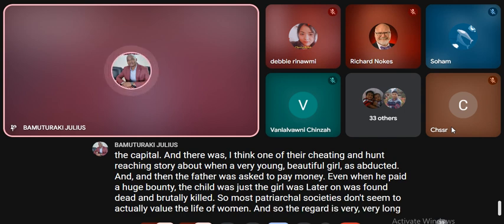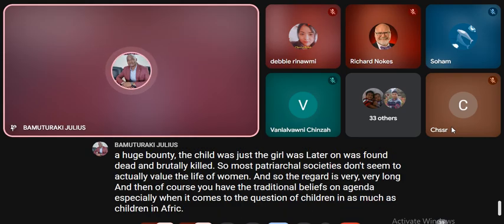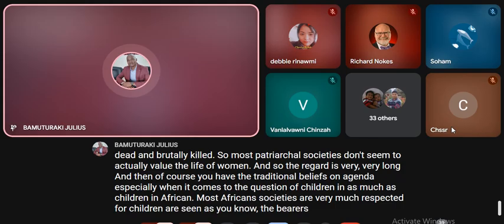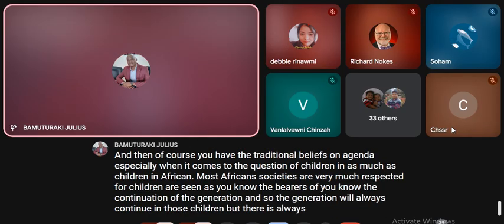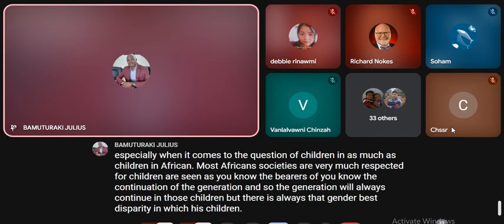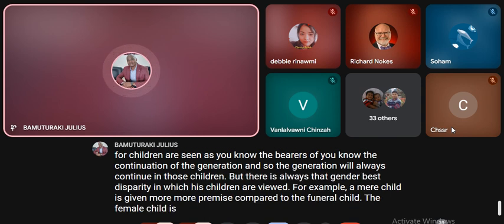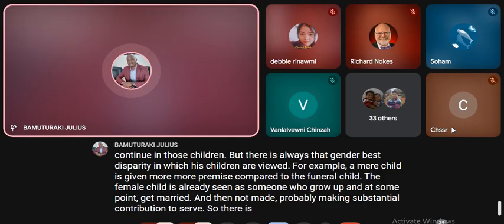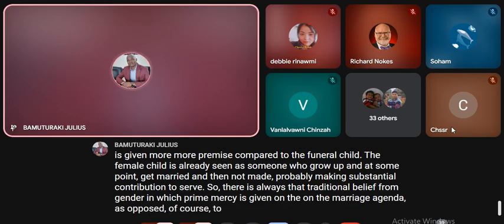And then, of course, you have the traditional beliefs on gender, especially when it comes to the question of children. Now, as much as children in Africa and most African societies are very much respected, because children are seen as the bearers of the continuation of the generation, and so the generation will always continue in those children. But there is always that gender-based disparity in which these children are viewed. For example, a male child is given more primacy compared to the female child. The female child is always seen as someone who will grow up and at some point get married and then not probably make any substantial contribution to society. So there is always that traditional belief on gender in which primacy is given to the male gender as opposed, of course, to the female gender.